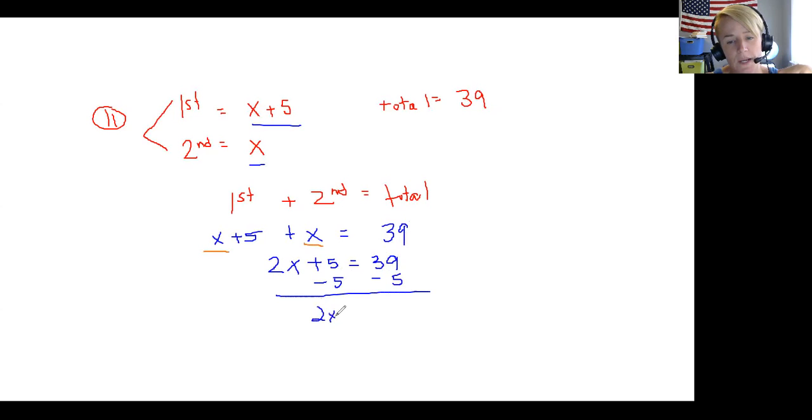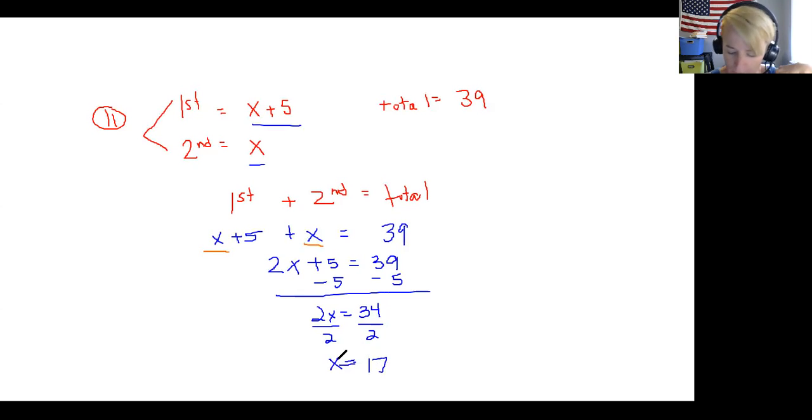So I've got 2x equals 34 because 39 take away 5 is 34. It says 2x, so that's 2 times x. Got to get that 2 out of the way. So divide by 2. So x is going to be 17.